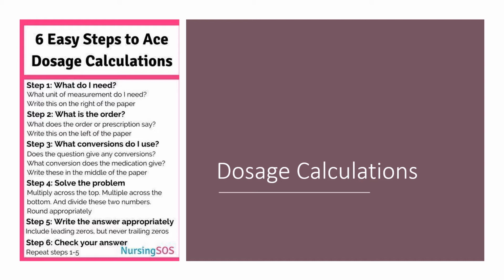So make sure that you're only using a leading zero, but never a trailing zero. And then, is it in the right conversion? Is it in the right unit? Are you giving milliliters when it asked for milligrams? Are you giving milligrams when it asked for grams? Things like that. Then checking your answer is going to be the last step, to make sure it makes sense with your question. You can kind of do this in a backwards dosage calculation way.